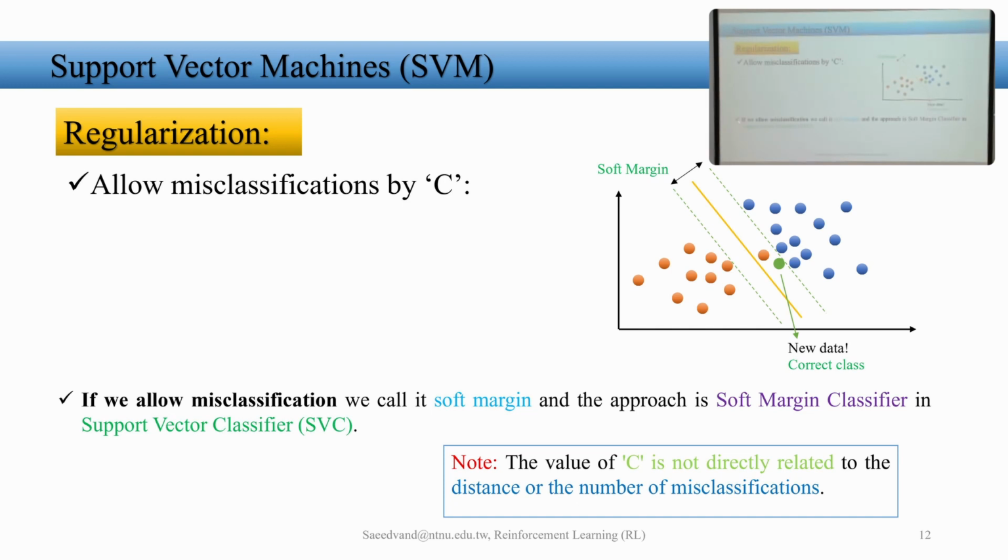As I mentioned, if we allow the misclassification, we call it soft margin, and then we change the algorithm name to soft margin classifier instead of maximum margin classifier. Now we have a soft margin classifier that can be used in the support vector classification algorithm, or any other algorithm in the class of the support vector machine.